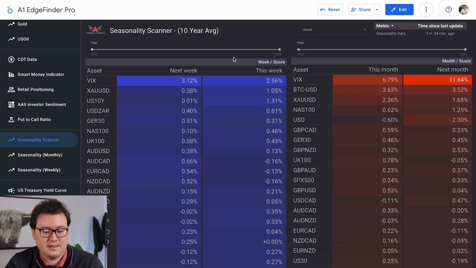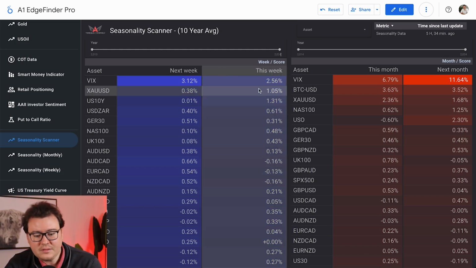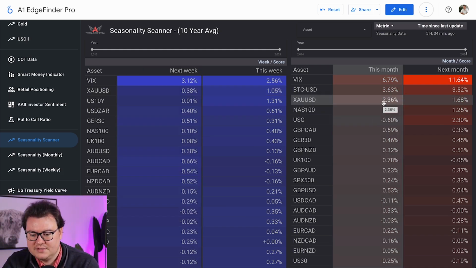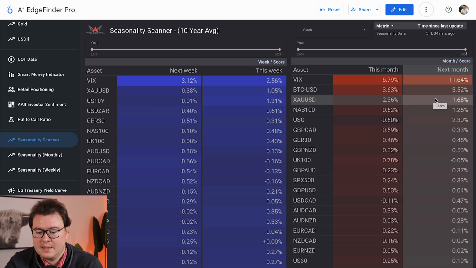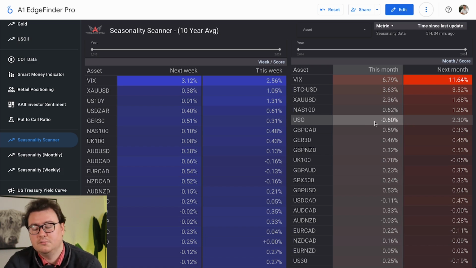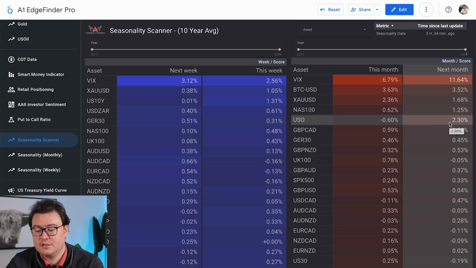We can also take a look at gold right here. Historically, this week, pretty good week for gold, 1.05%. Next week, kind of a break-even week, just at 0.38%, so not a ton of movement. How about on the monthly side? This month, pretty good month for gold. Next month, not too bad as well. And then I see oil here as well. This month, typically, not a good month for oil, down 0.6%. Next month, typically, it rebounds up 2.3%.